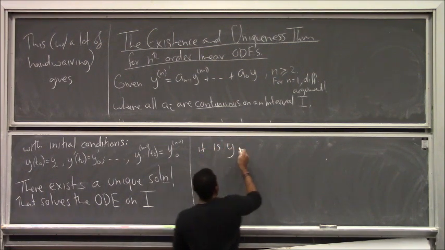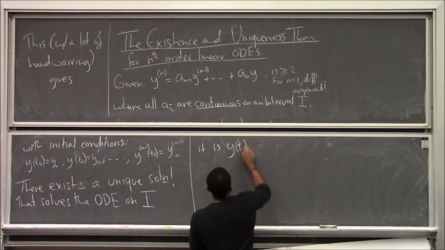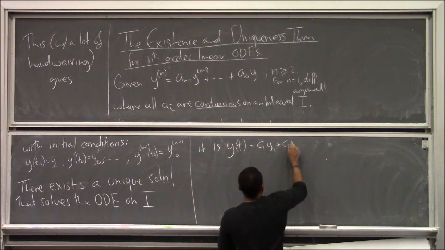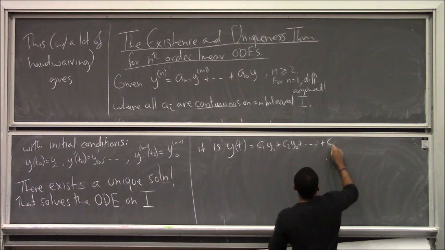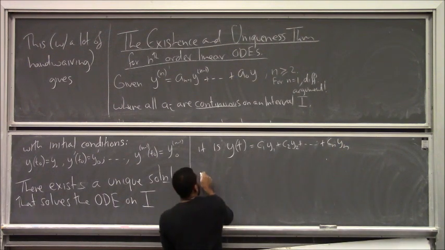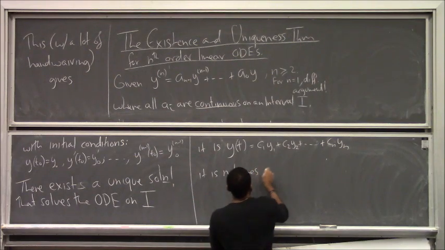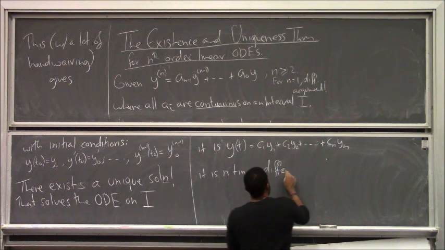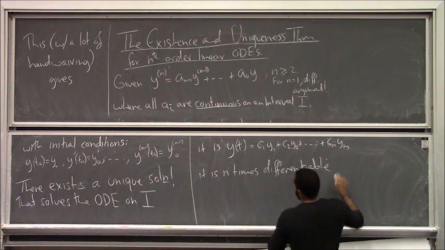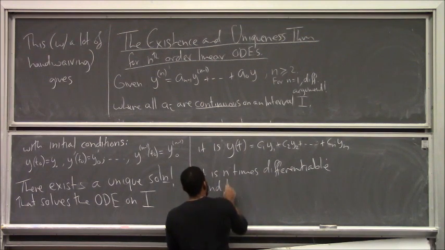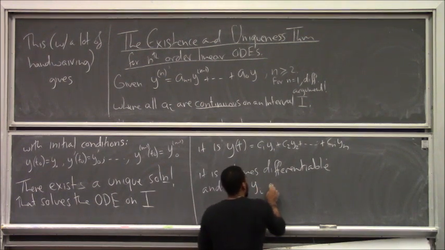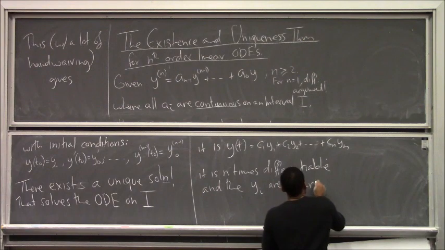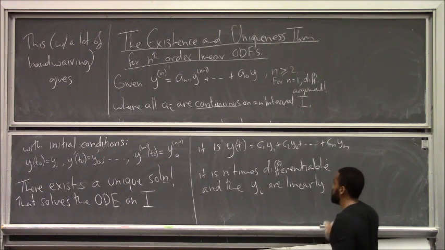It is y of t equals c1 y1 plus c2 y2 plus ... cn yn. It is at least n times differentiable, and the yi's are linearly independent, meaning they will not be redundant. You need all of them. You can't create one by a linear combination of the others.